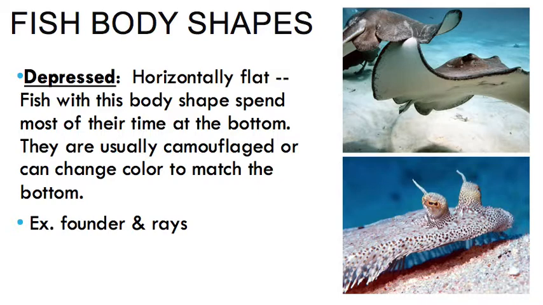A stingray falls in this category. It looks like they've just been squashed or stepped on, and they're flat that way instead of having the normal fish shape. A lot of times these fish are going to be camouflaged or have the ability to change color so that they can match the bottom of the ocean and hide. Some of them might bury themselves in sand a little bit just to hide out from either prey or predators.